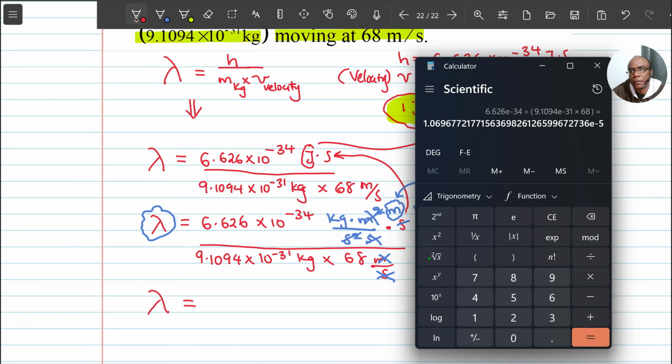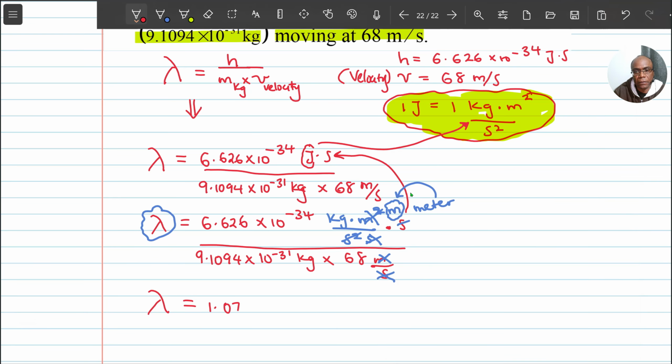Parenthesis closed, equal sign. So I have 1.0696. So this is like 1.070 times 10 to the power minus 5. I see E minus 5 there. So it's 1.070 times 10 to the power minus 5. Remember, our surviving unit of measurement was just a meter after cancellation of units.